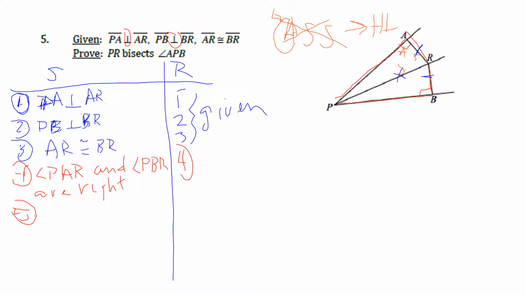And so what you should be doing here, and I'm going to let you fill in the rest, is one statement with the reflexive property. And then our last statement should be triangle congruence, and our reason would be HL.